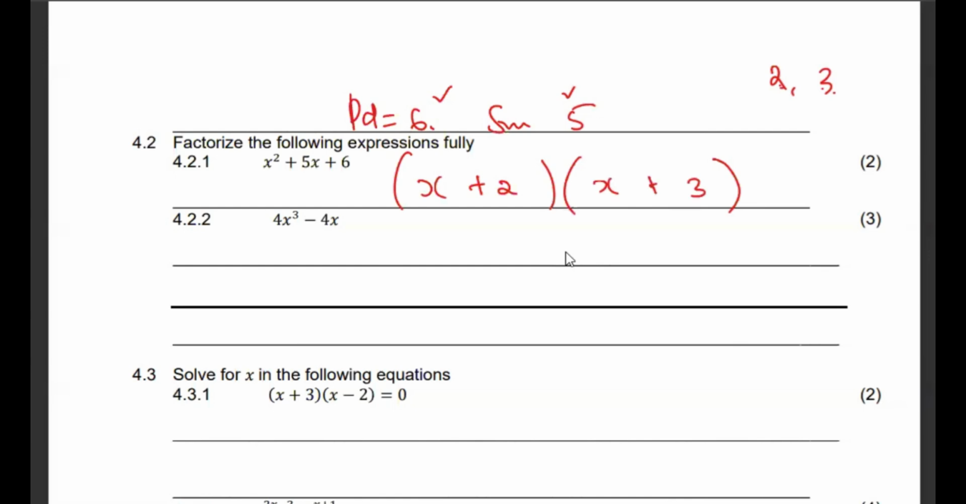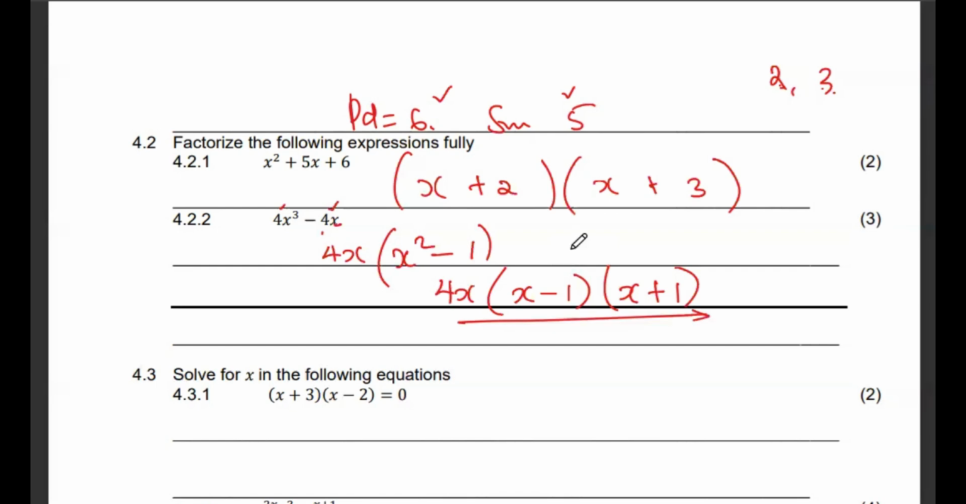And then 4.2.2, what is common here? 4x is common because there's a 4, there's a 4, and there's an x there. So let's take out the 4x. We're going to be left with x squared minus, since we removed the entire 4x, we shall be left with a 1. But then this bracket forms a difference of two squares. So come down and say 4x. This is going to be x minus 1 and then x plus 1. This becomes our final answer.